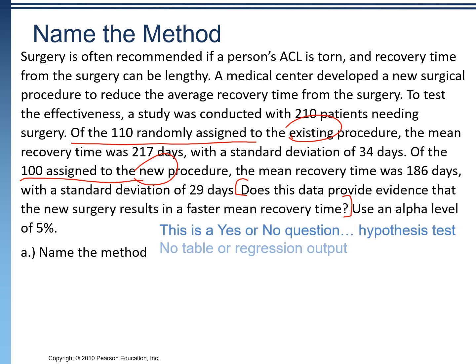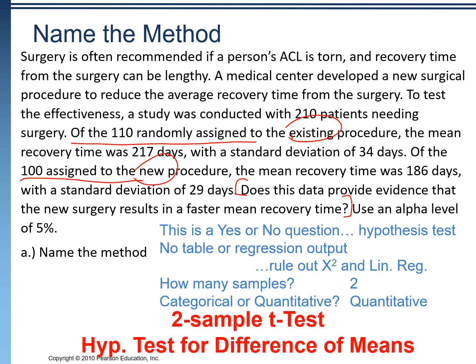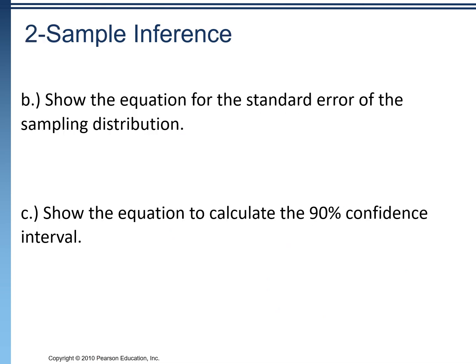That's a yes or no question. It's a hypothesis test. We'll rule out chi-squared and linear regression. Two quantitative samples because the underlying piece of data being recorded is how long does it take to recover from this surgery. That leads us to a two-sample t-test, which could also be called a hypothesis test for the difference of means. Show the equation for the standard error of the sampling distribution.